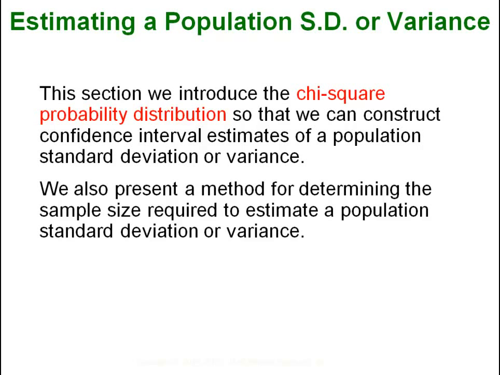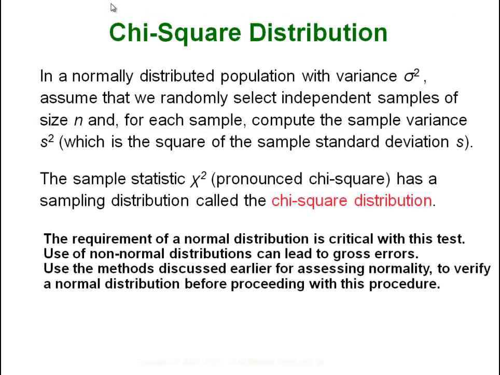Welcome to our lesson on estimating a population standard deviation or variance. This is our third video in the series where we're trying to estimate a population measurement. In order to estimate standard deviations and variances, we have to use a chi-square probability distribution, which we haven't seen yet. So let's start by talking about what a chi-square distribution actually is.